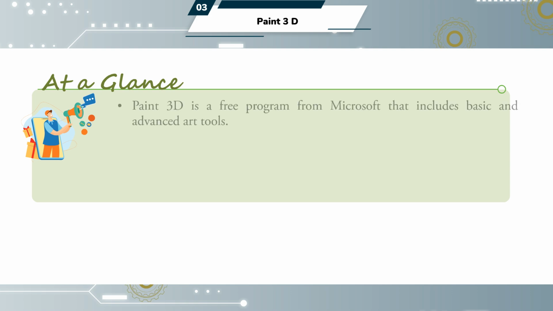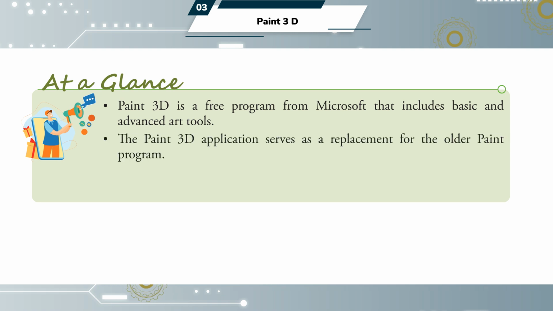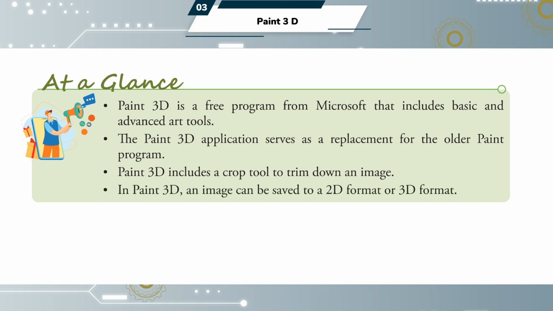At a glance, Paint 3D is a free program from Microsoft that includes basic and advanced art tools. The Paint 3D application serves as a replacement for the older Paint program. Paint 3D includes a crop tool to trim down an image. In Paint 3D, an image can be saved to a 2D format or 3D format.